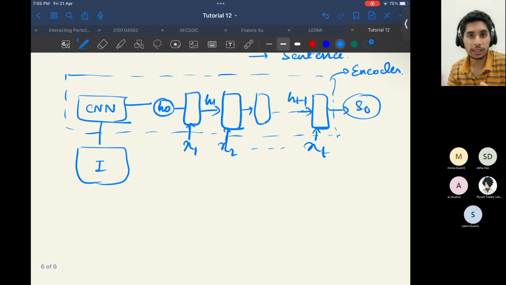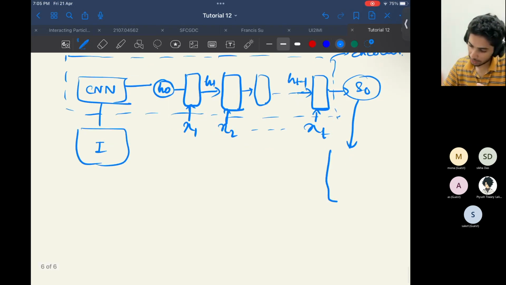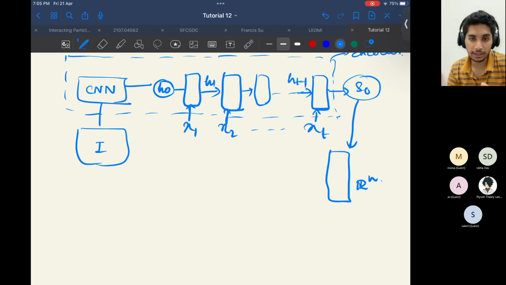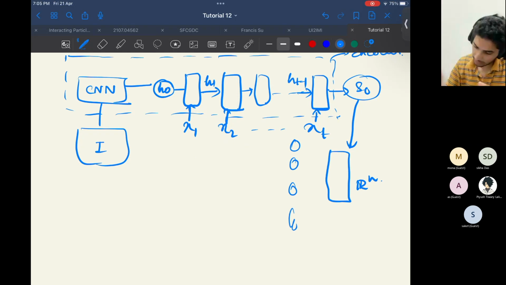Now you have to just do a classification task. What will s naught be? S naught will be a vector, some Rn vector. Since you have to do a classification task, you can pass it through a feed forward network, a single layer network. I hope you know how to do it, and you give some softmax probabilities as output.